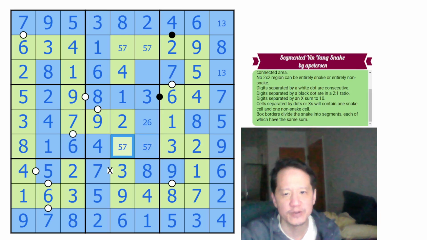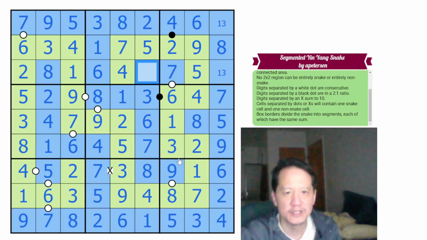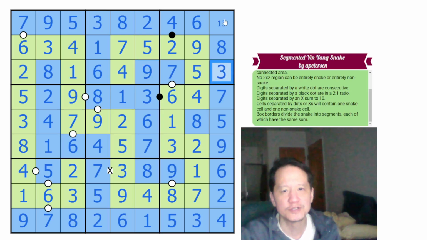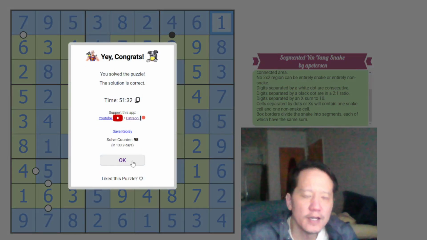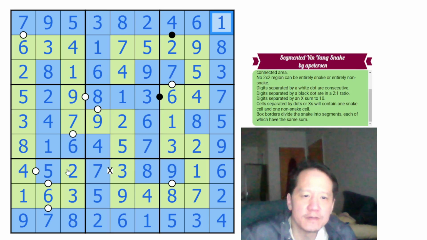So this has to be a 5 to add up to 16. So this is 5, this is 7, this is 5, this can't be 2, this is 6, this has to be 7, the remaining digit now is 9, this can't be 1, this is 3, and this must be a 1. And that's the solution.